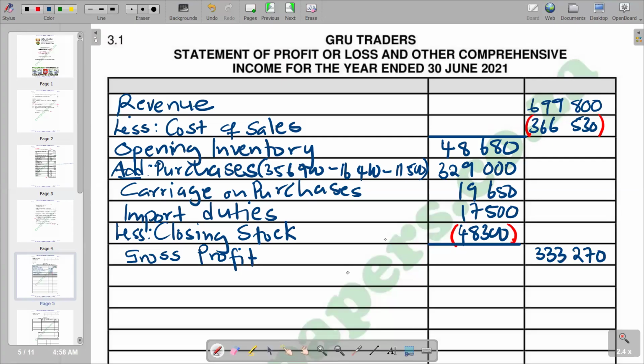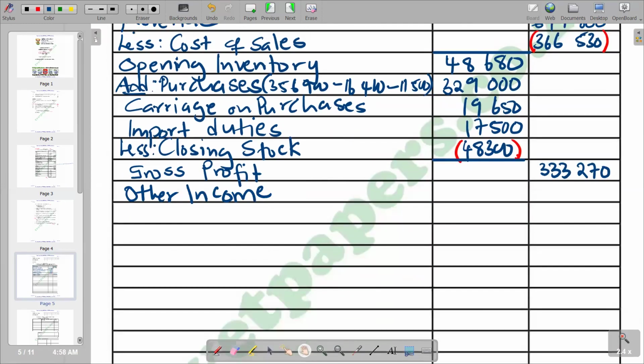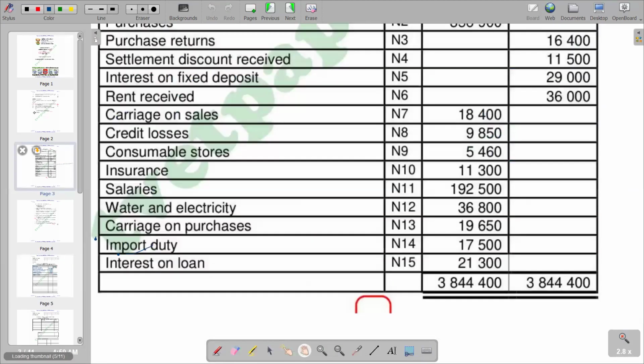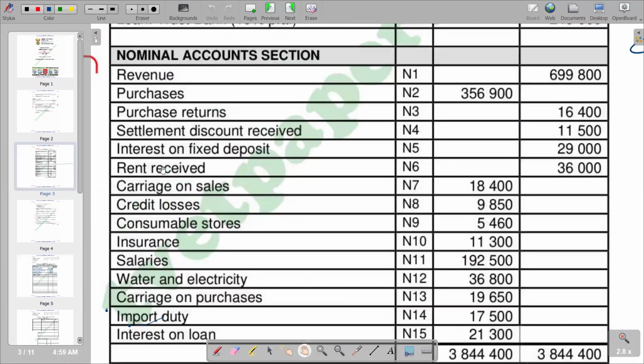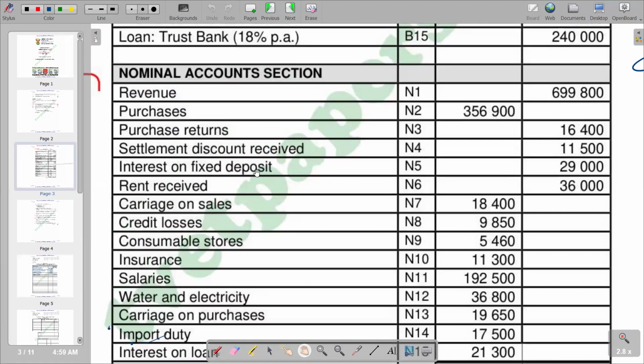So for the gross profit, you are supposed to have your other income, and of course your other income, you are supposed to add to your gross profit to get the figure for gross income for the year. So under the heading of other income, the total becomes in line with our other income. So we check in terms of the question, what other income do we have? So we can start here. You see that we have interest on fixed deposit being the first one, which is 29,000.